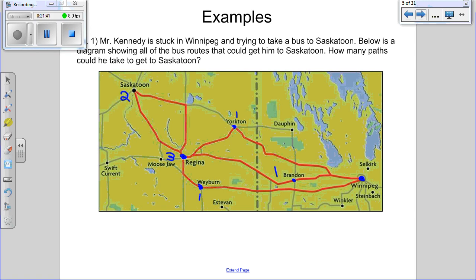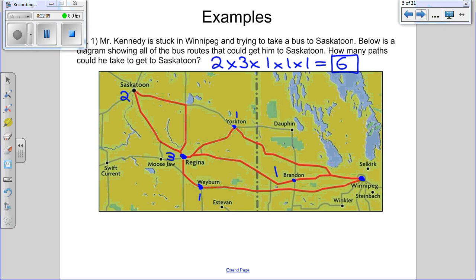So in this case, you're going to have 2 times 3 times 1 times 1 times 1 for a total of 6 different ways that you could get from Winnipeg to Saskatoon. Did those ones make a difference? No, timesing by 1 is just like timesing by itself, right? It doesn't do anything.